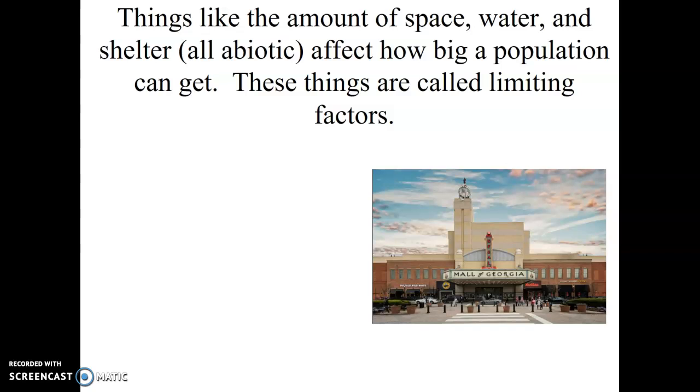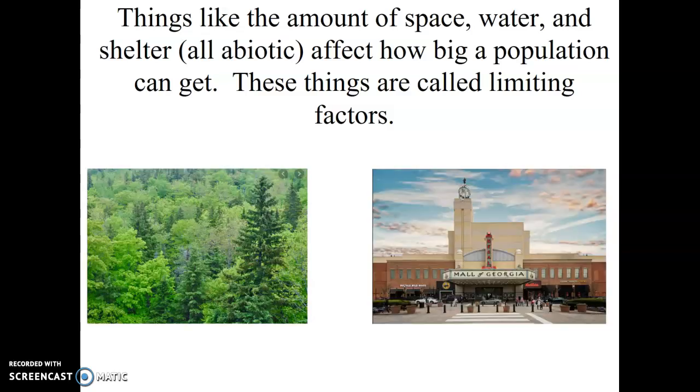anytime something gets built, a new neighborhood, a shopping mall, anything like that, anytime land gets cleared or a forest gets cleared, that's a great example of how an abiotic factor, like a building, affects all the living things that were in that area. There's a huge decrease in the amount of living space in this example for all these living things that were found in this area before the mall was built. So that's a good example of an abiotic factor affecting a biotic factor. Hopefully that was a good little review for you.